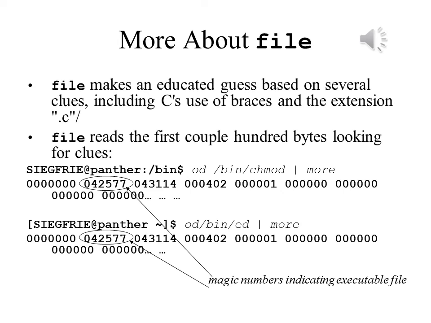The Unix operating system, and Linux to a large extent too, makes use of what are called magic numbers. And in this particular case, the base 8 number 42577 is the so-called magic number. It'll indicate on this particular system an executable file.